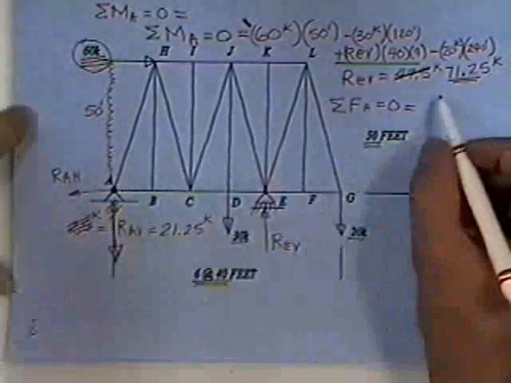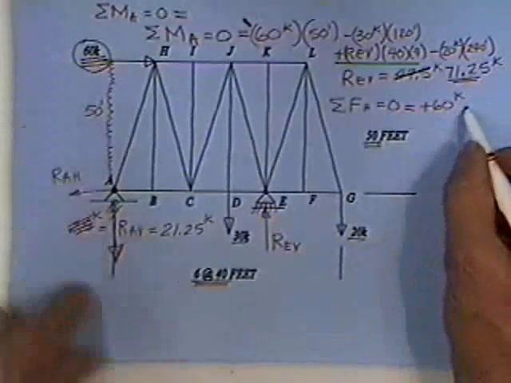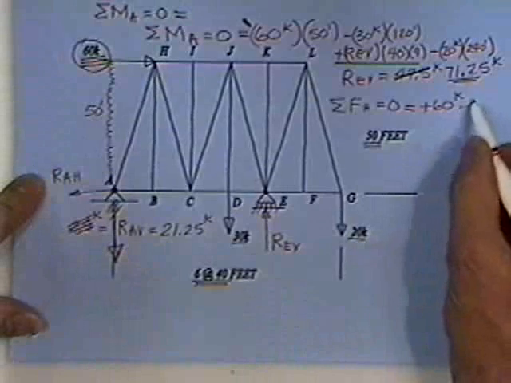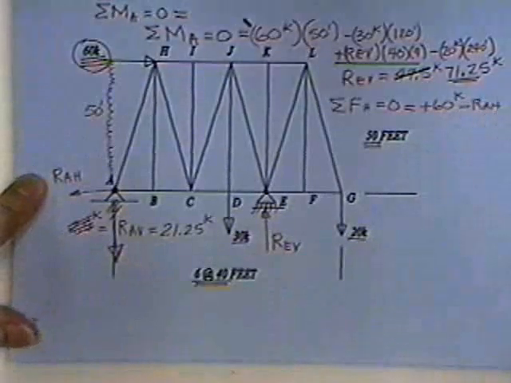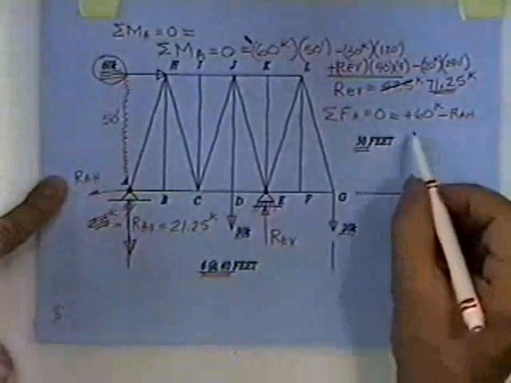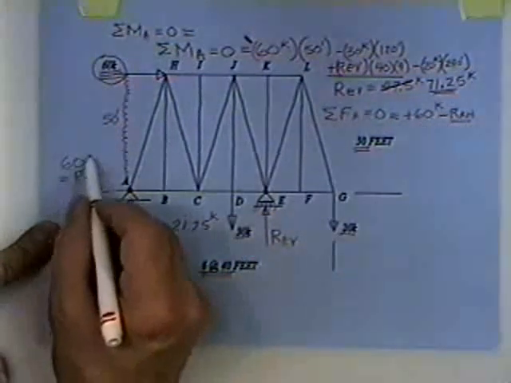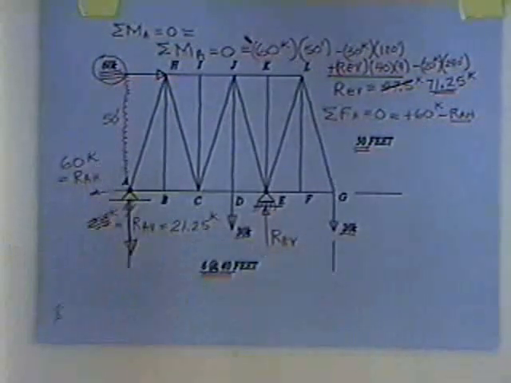Alright, sum force horizontals equals 0 is equal to plus 60. There isn't anybody else except this, minus RA horizontal. And therefore this guy here is 60 kips. So we're using the same principle on a truss as we used on a beam. In other words, we're trying to find the reactions on the beam before we start drawing a shear and moment diagram, or before we start trying to solve for the forces inside the truss.